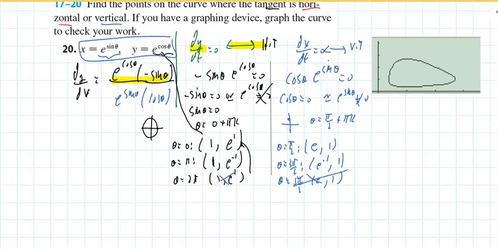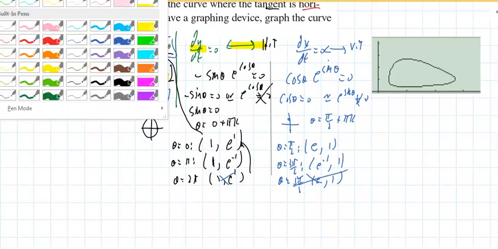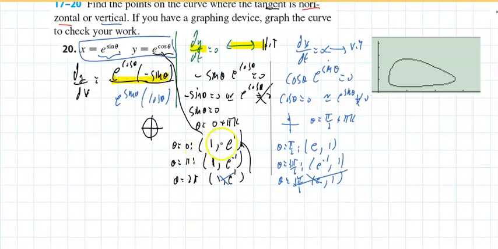I sketched the graph of that on my graphing calculator, and I found out that this is what the graph looked like. So theta equals 0. I am at 1, e, 1. 2.71 is right there. You have a horizontal tangent. And at theta equal pi, I am at 1, 1 over e is right there.